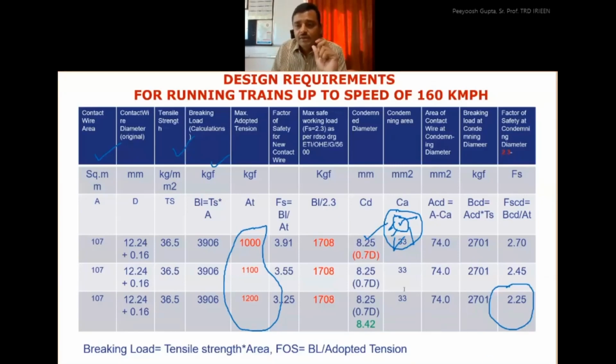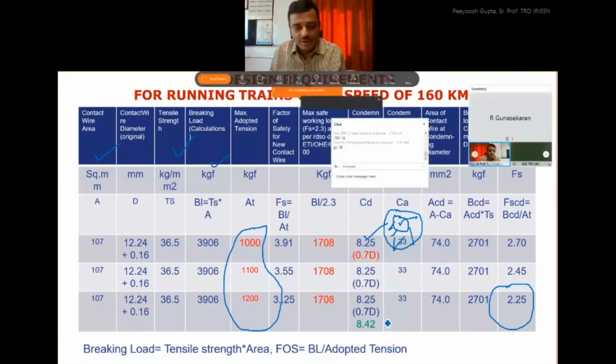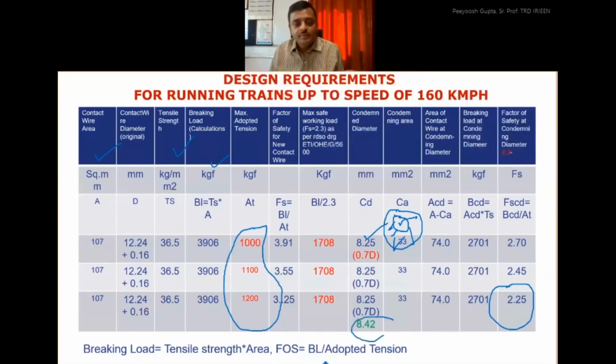So for this safety feature we need our condemn size to be increased to 8.42. So now we are slowly developing what is going to change with the modified OHE. So 8.42 will be the condemn diameter.